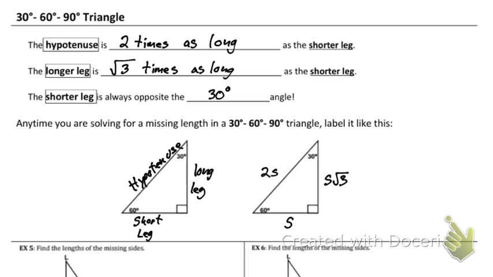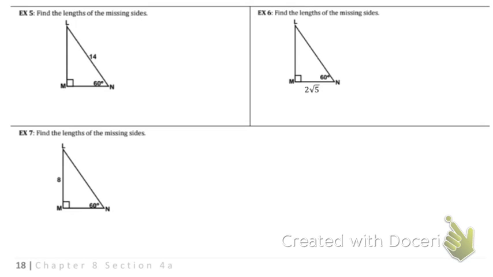Then every other problem is the exact same thing as with the 45, 45, except we're going to change how we label stuff. So on this one, I find my 30-degree angle. That's that L. So MN is going to be my S. LM is my longer side, so that's our S square root of 3. LN is my hypotenuse, which is 2S.